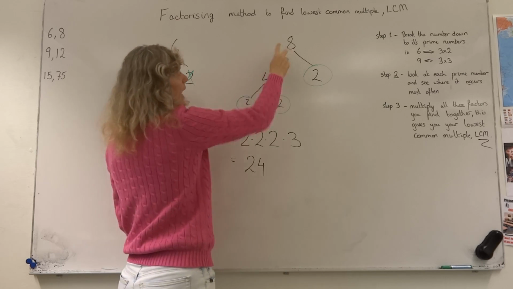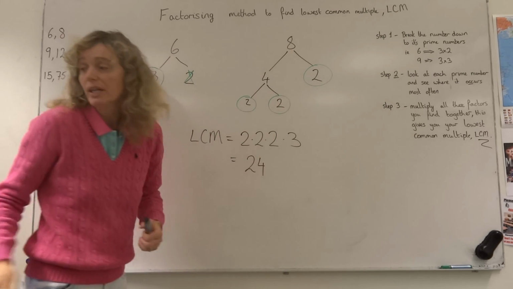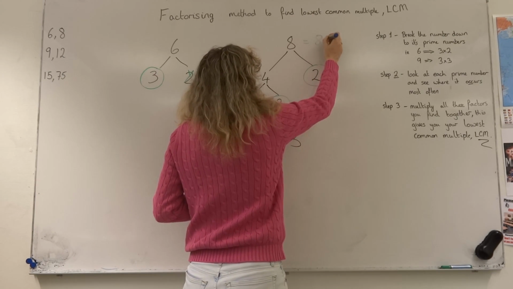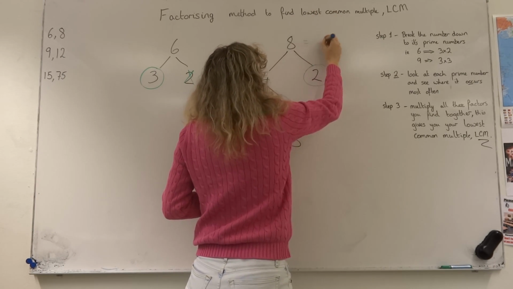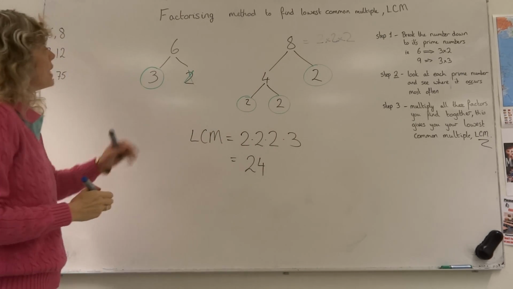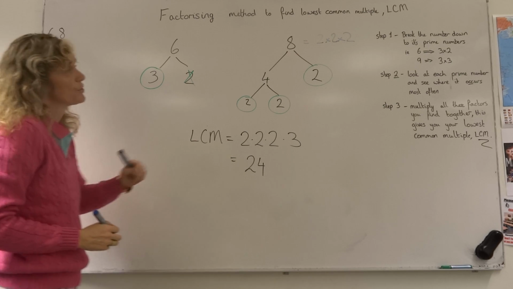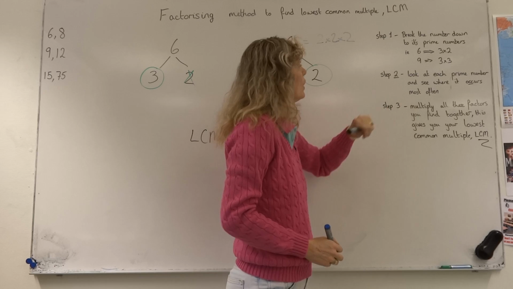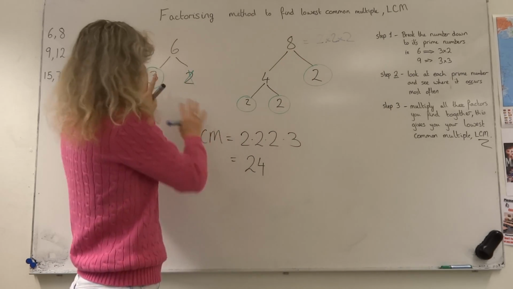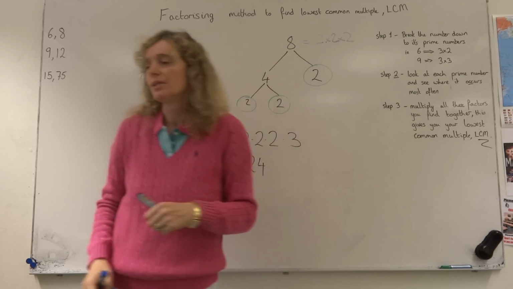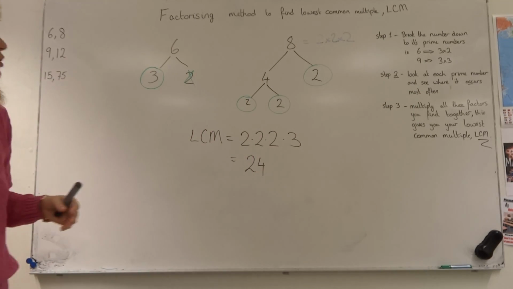So we can see that 8 is built up of 3 different prime numbers. 8 can also be written as 2 times 2 times 2. And 6 can be written as 3 times 2. So that's step 1. Break down the number to its prime numbers. Now, look at each of these collections of prime numbers and see where the number 2 occurs most often.